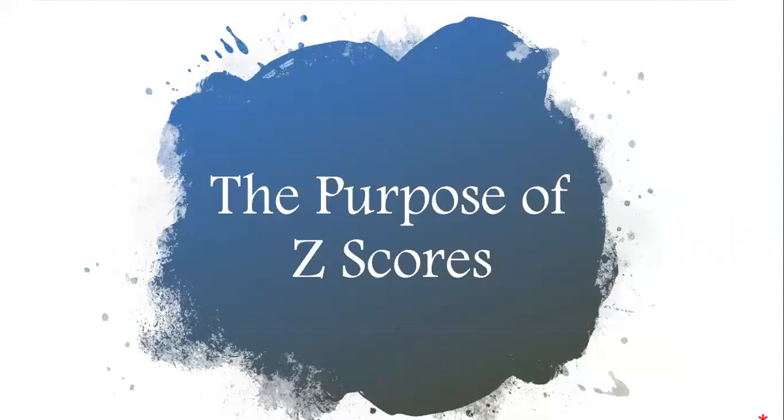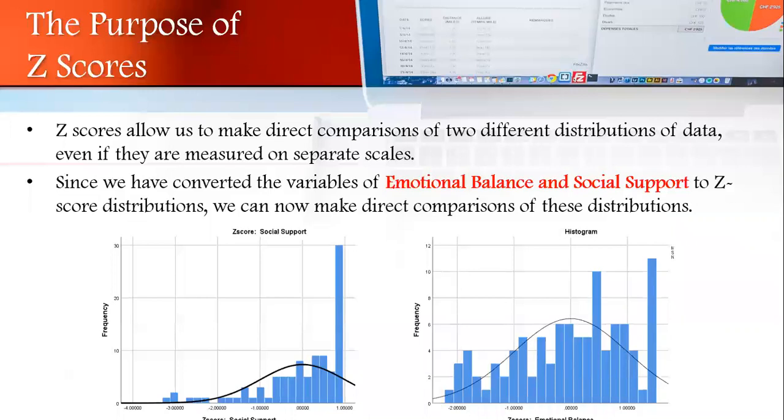Now let's discuss in greater detail the purpose of z-scores. Z-scores allow us to make direct comparisons of two different distributions of data, even if they are measured on separate scales. Since we have converted the variables of emotional balance and self-esteem to z-score distributions, we can now make direct comparisons of these two different distributions.